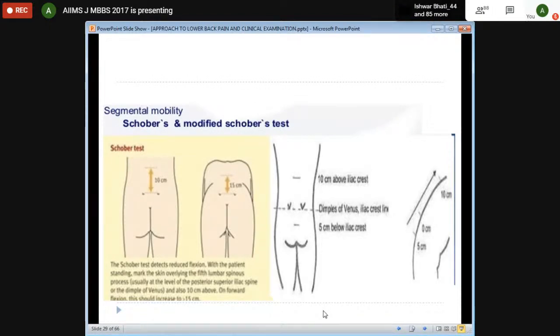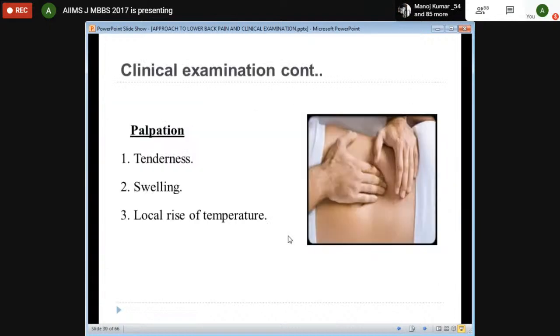Whereas in modified Schober, what we do is we take the Schober's measurement, but 5 centimeters below the iliac crest also we take. Because in Schober's, we were taking the tape and trying to measure only those 2 points. Whereas in this, we are measuring 10 centimeters above the iliac crest and 5 centimeters below the iliac crest; this length we are measuring. Here only 2 specified points are there, between these 2 we are measuring. Here 3 specified points are there. So this again indicates segmental mobility, how much it is.